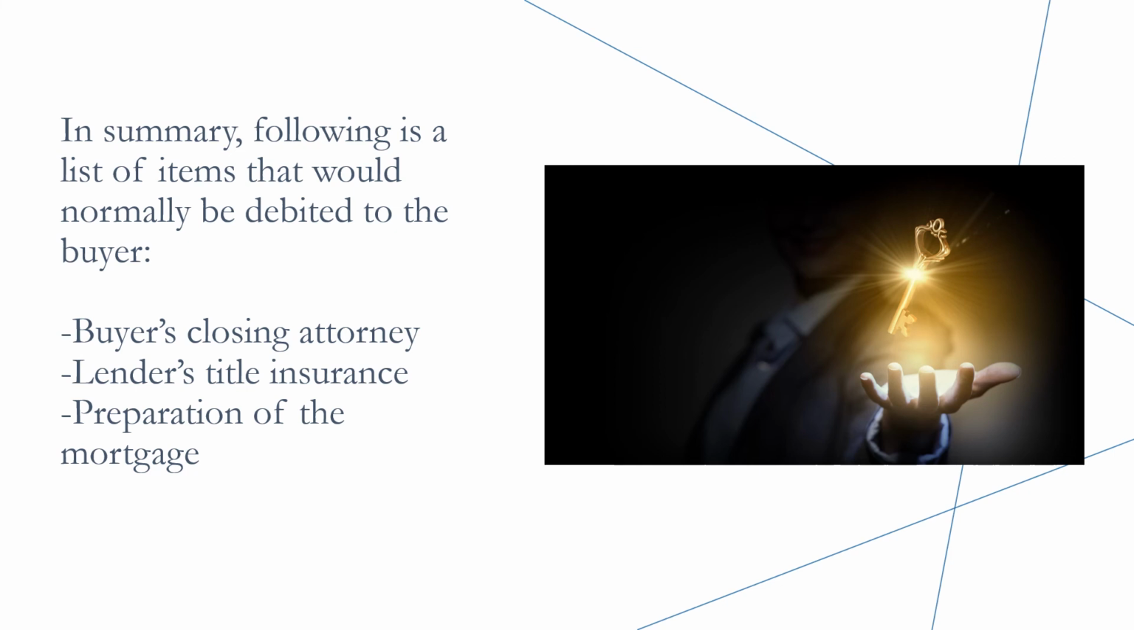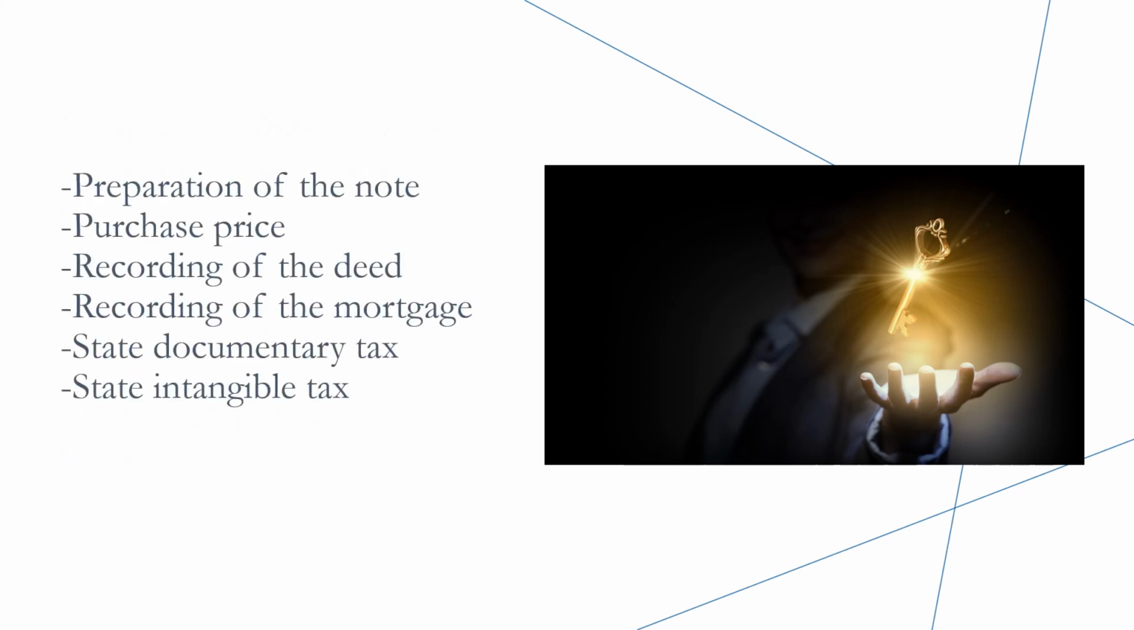In summary, the following is a list of items that would normally be debited to the buyer: the buyer's closing attorney fee, the fee for the lender's title insurance, preparation of the mortgage, preparation of the note, the amount of the purchase price, the recording amount of the deed, the recording fee of the mortgage, any state documentary tax stamps, and state intangible tax.